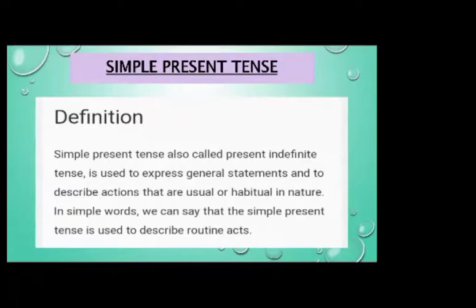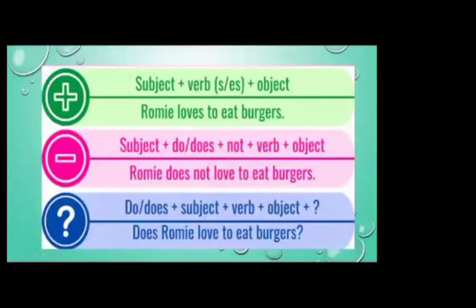It indicates an action which happens in the present, but it isn't necessary for the action to happen right now. Simple present tense indicates unchanging situations, general truths, scientific facts, habits, fixed arrangements, and frequently occurring events. Now let's look at the structure of the simple present tense.